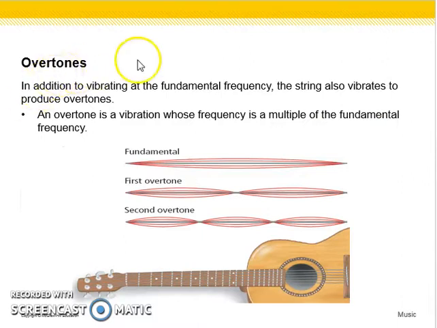Overtones. Page number. In addition to vibrating at the fundamental frequency, the string also vibrates to produce overtones. An overtone is a vibration whose frequency is a multiple of the fundamental frequency.